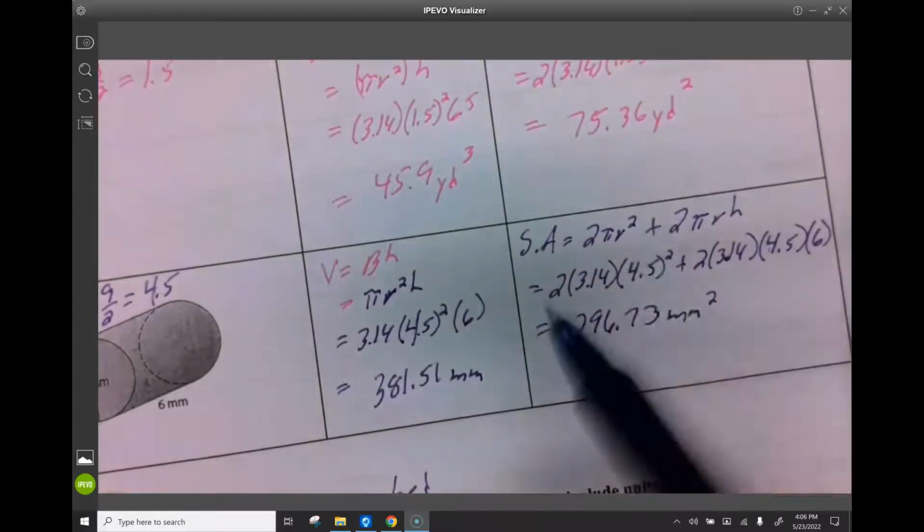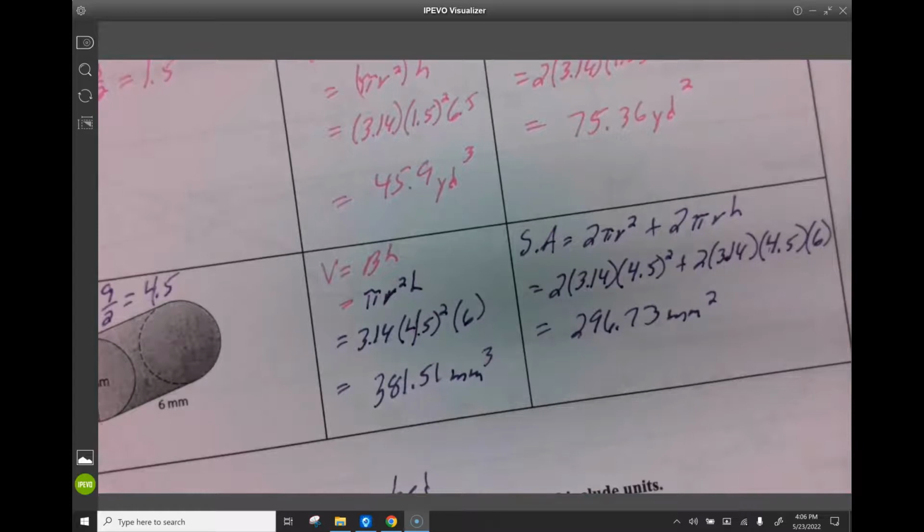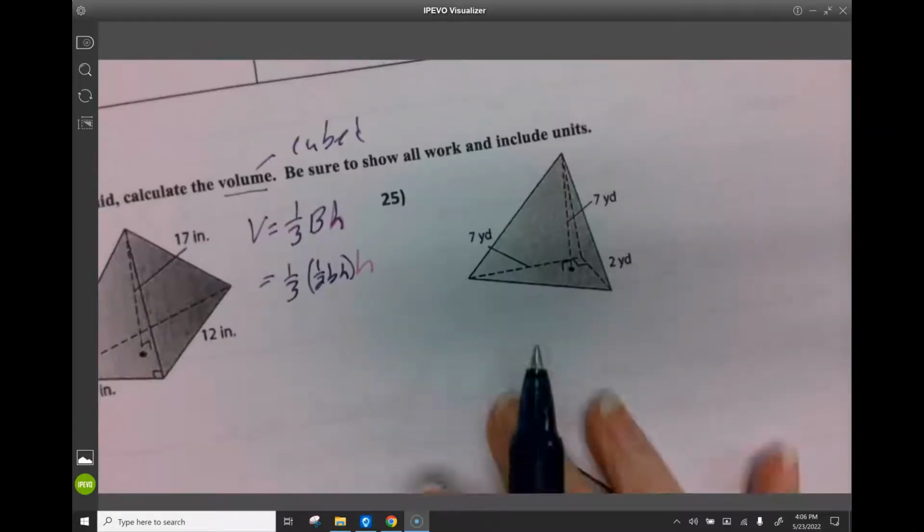Hey, did you see my mistake back over here? This is volume. Volume has to be cubed. Area is squared. Good. Okay, here we go with pyramids.